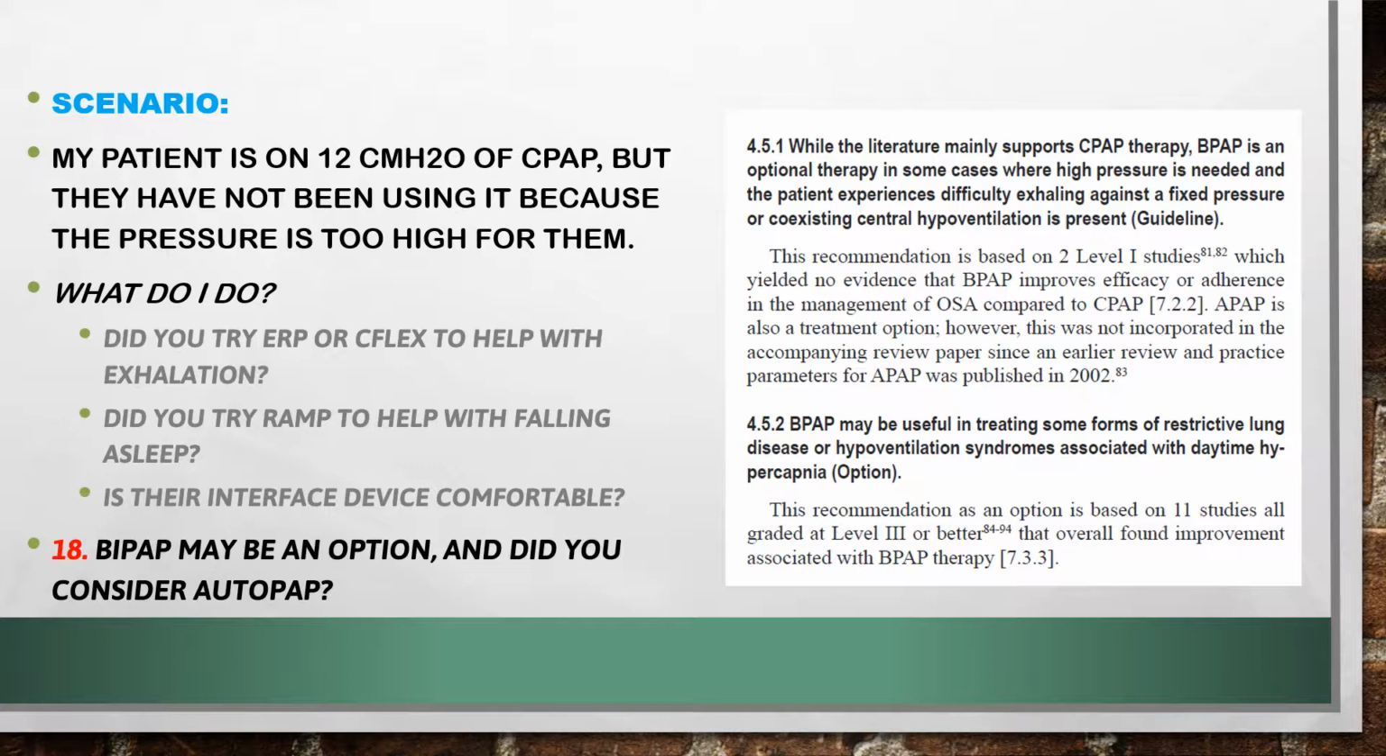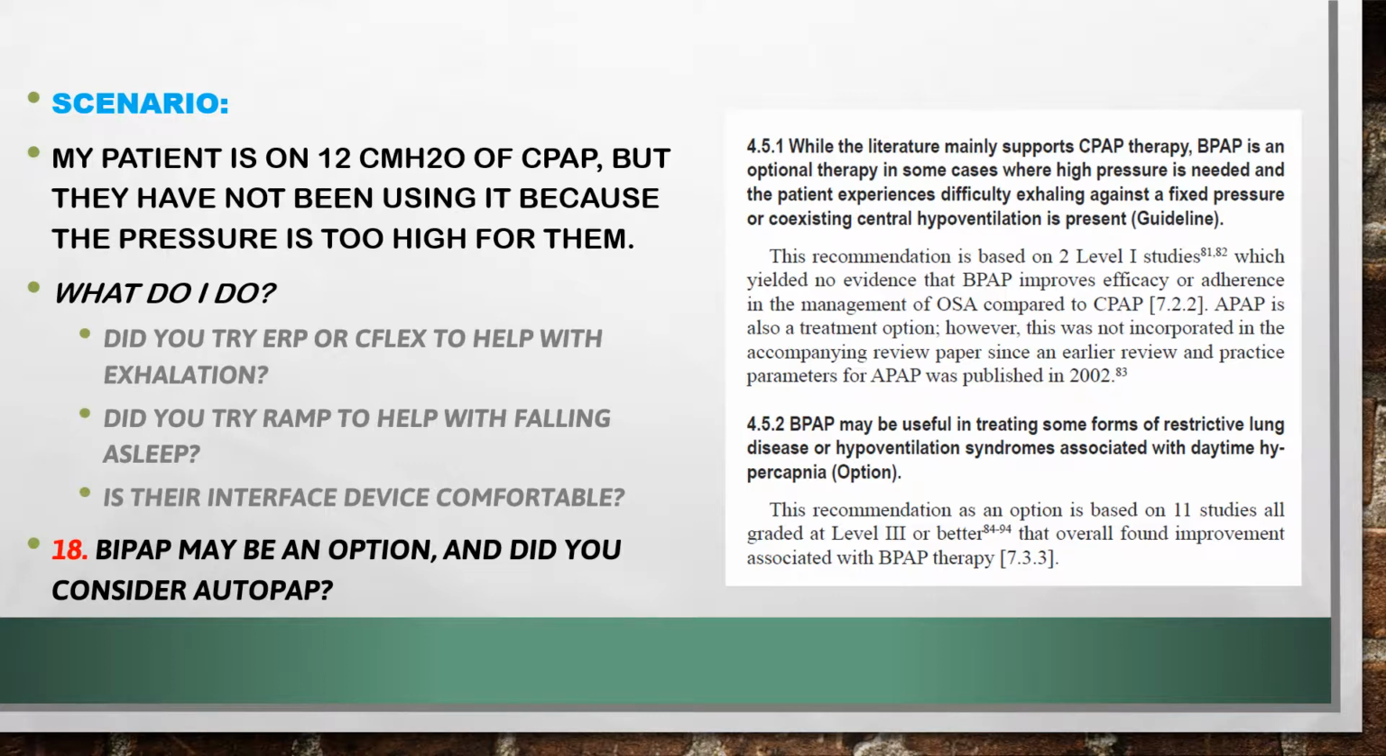So my patient is on 12 centimeters of water pressure of CPAP, but they have not been using it because the pressure is too high for them. What do I do? Well, these are the first three questions you're going to ask yourself. Did you try EPR or C-Flex to help make exhalation easier for them? Did you try the ramp feature to help with them falling asleep? Is their interface device comfortable? Remember, we talked there might be an opportunity to change their interface device. Not always is that the answer, but that is something to be considered.